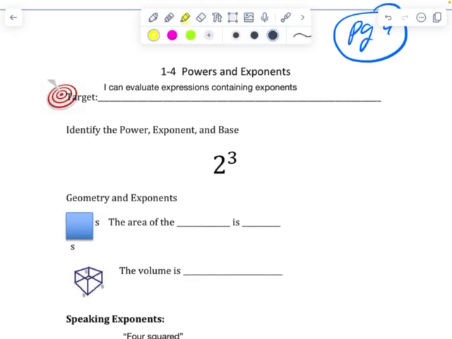Today's target is I can evaluate expressions containing exponents. Please copy that down and then we'll get started.